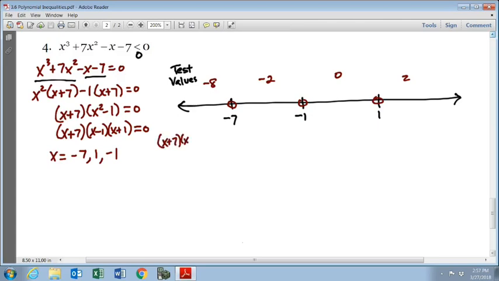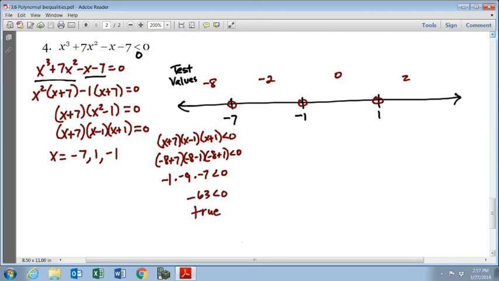Let's go ahead and plug in negative 8. So again, I'm going to put it in factored form. You can use the other form if you prefer. But we want to plug in negative 8. And so we get negative 1 times negative 8 minus 1, which is negative 9. Negative 8 plus 1 is negative 7. So we'll get negative 1 times negative 9 times negative 7 is less than 0. So we're going to end up with negative 63 there. And that is less than 0. So that's true. And we'll shade that region or that interval.